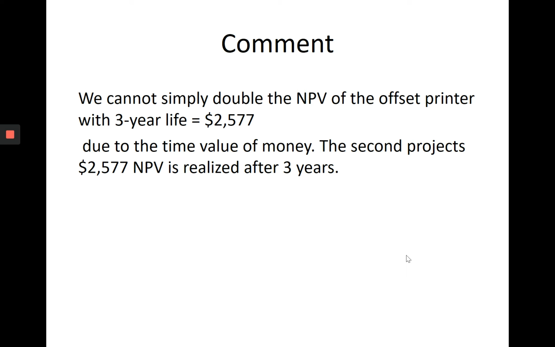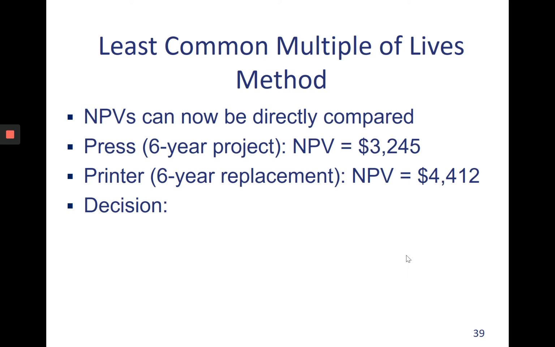The second project's 2,577 net present value is realized after 3 years. Let's go to our next method. We have projects with different lives, and we are going to use the least common multiple of lives method. Then we are allowed to directly compare the net present values with each other.